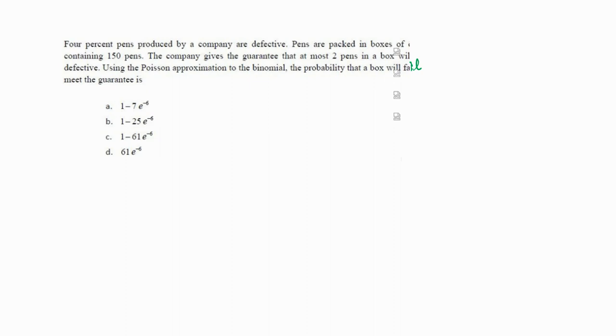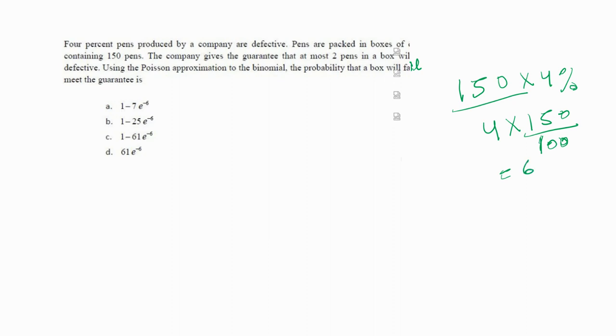So what we have here is that 4% of pens are defective. So 4% of pens are defective means we have a total of 150 pens, and 4% of them are defective. That means 4% of it. So we will have 4 into 150 divided by 100. So it will be 6. So what we have here is that 6 pens are defective.